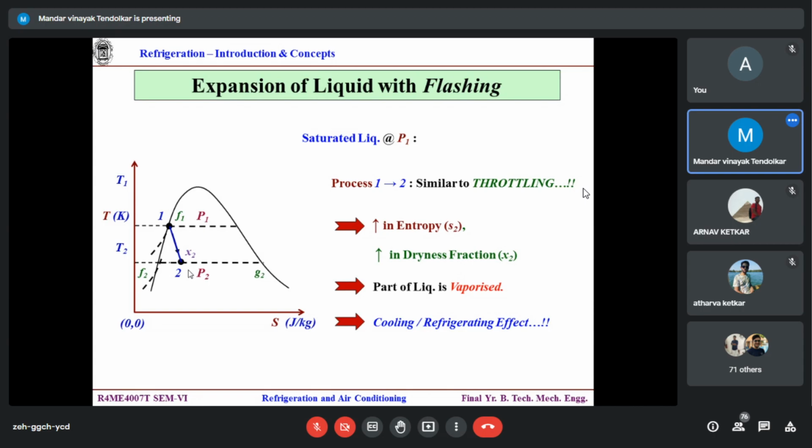Yes, sir. So this phenomenon, this process, is called flashing. This will never be isentropic, because it is always irreversible.